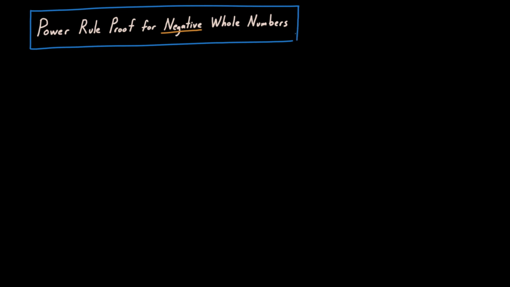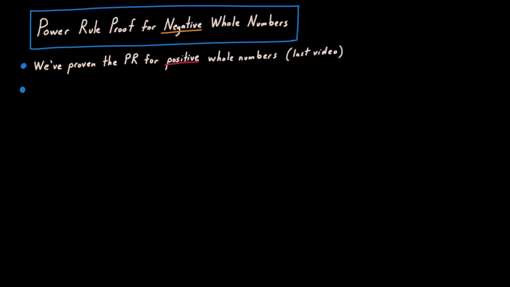And here, let's add one more piece to that tapestry. We can now prove the power rule for negative whole numbers like negative 1, negative 3, negative 1,000,000. Because we've already proven the power rule using the binomial theorem for positive whole numbers. And in this video, we've proven the quotient rule. So we can actually use these two facts to now prove the power rule for any negative whole number. Let's see how that works.